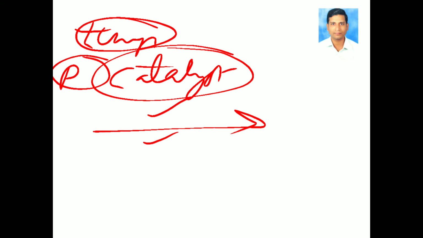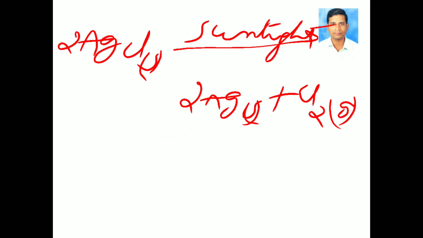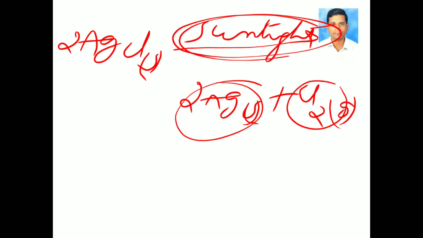For example, silver chloride in presence of sunlight decomposes as silver and chlorine gas. Here this process happens in presence of sunlight. So we have written this condition above the arrow mark as sunlight.